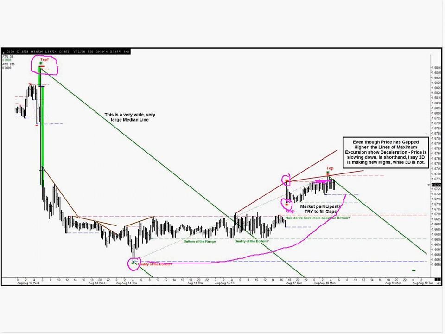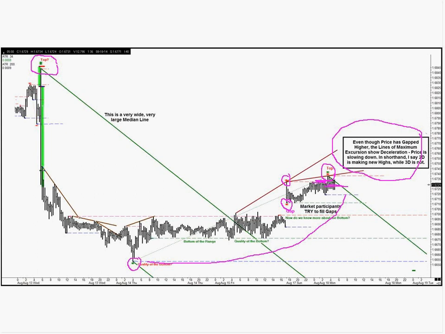Now I need another high. And for the green set of alternating pivots, I need another high. Watch what price does. Price breaks the top of the range with one bar, leaves a high, closes right back in the range here. So I'm going to see what I marked: a green and a red alternating pivot right here. And price trades right back inside the range and the upper green parallel. So even though price has gapped higher, the lines of maximum excursion show deceleration.